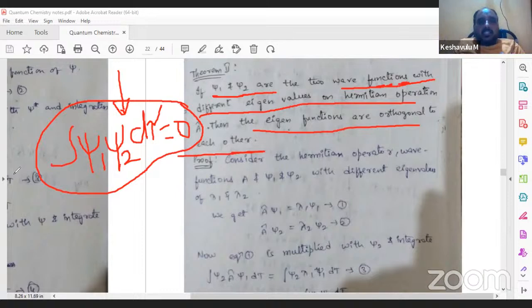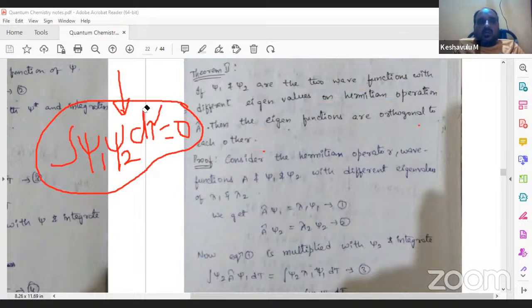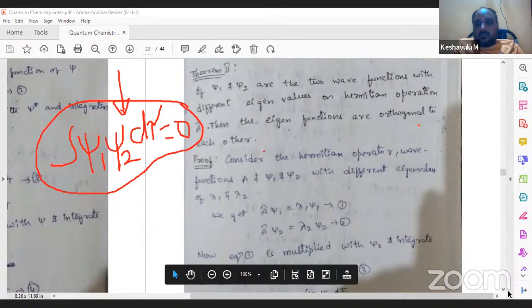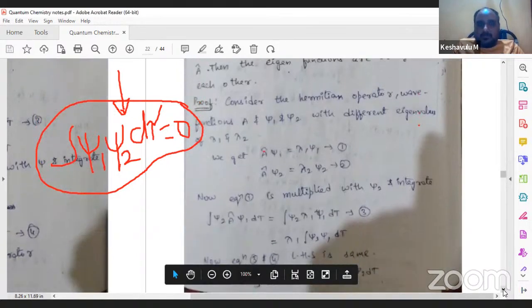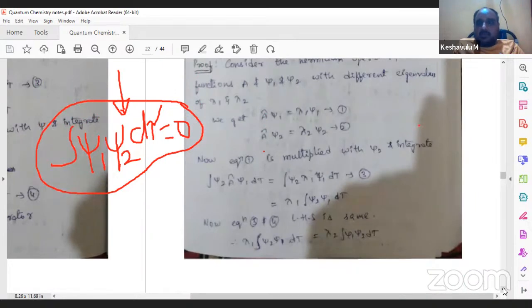See, this is the statement of the theorem. I think all of you understand the statement of the theorem, and only then will you get the solution easily, right? Two wave functions with different eigenvalues, and this time the operator operates on the two functions. The two functions must be orthogonal to each other. So we'll see whether the two functions are orthogonal or not. This is what we are going to prove. Just simply see the proof.